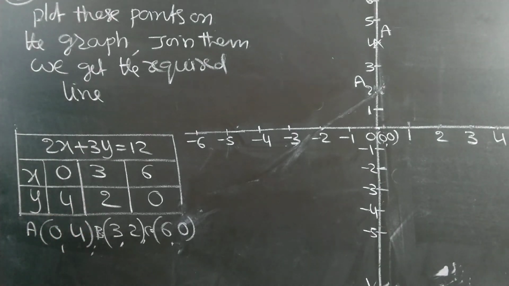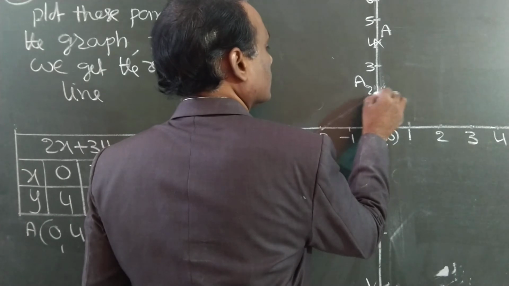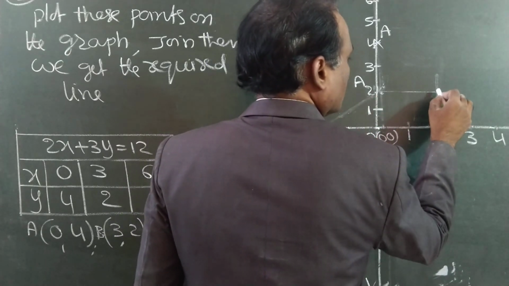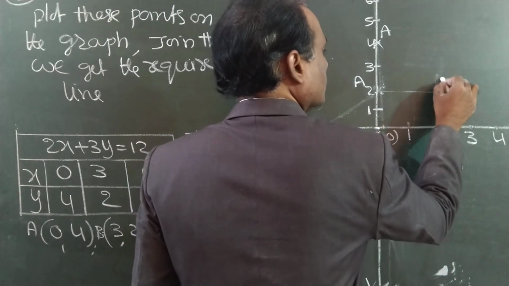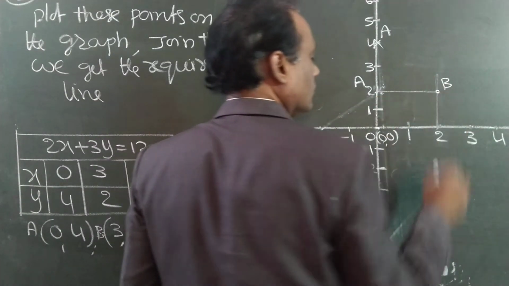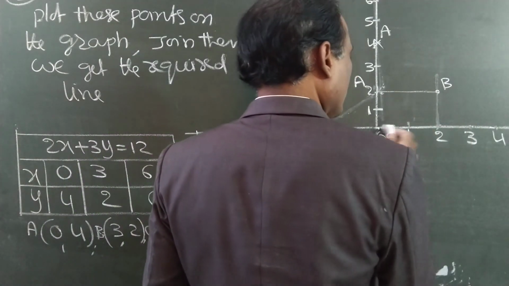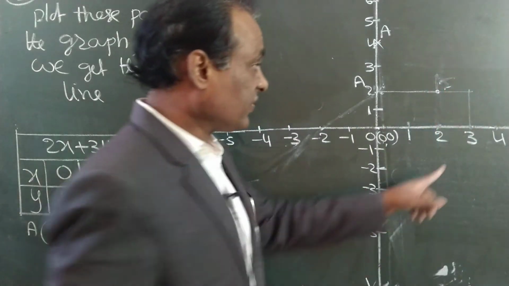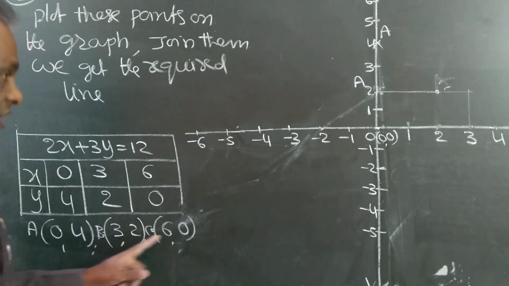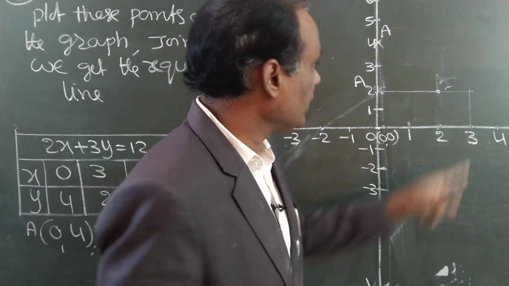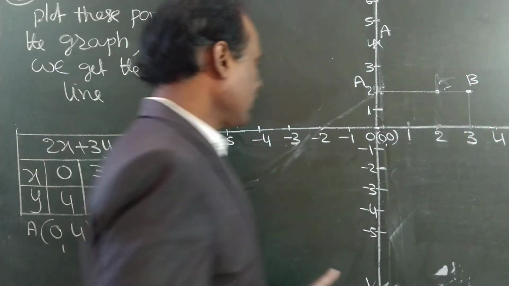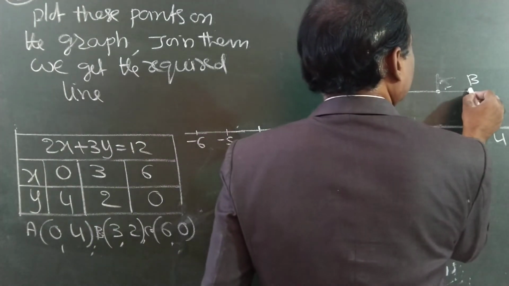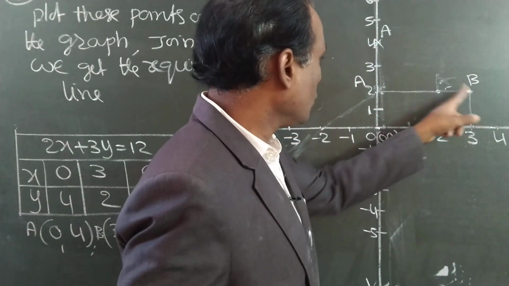x is 3, y is 2. Not x is 3 only, x is 3 and y is 2. This is the point.